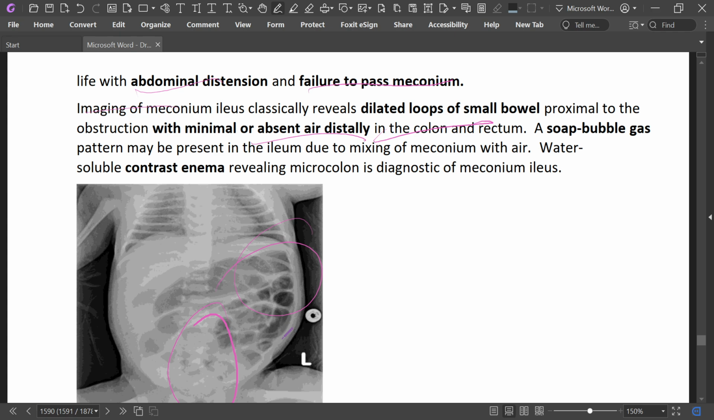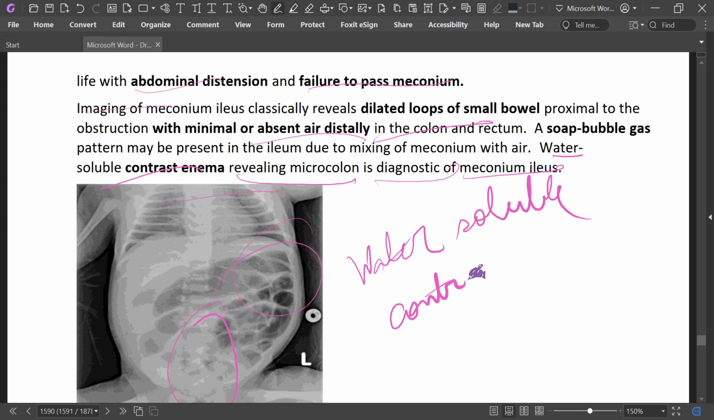A soap bubble gas pattern may be present in the ileum due to mixing of the meconium with air. A water-soluble contrast enema revealing microcolon is diagnostic of meconium ileus. Water-soluble, this word is very important.